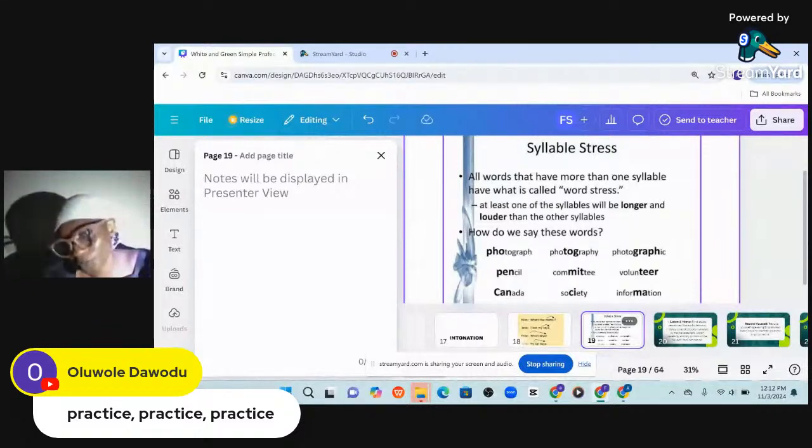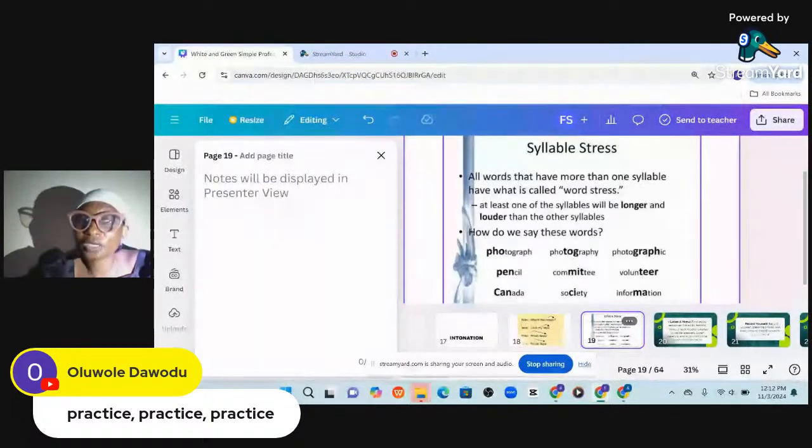Another example of word I have is pencil. Pencil, just like table, is a noun and it has two syllables. Remember that rule. If a word is a noun and it has two syllables, you should stress the first part. Pencil. Pen must be said louder, longer, and clearer. Committee. I'm stressing the last part. I'm one of the committee for the harvest celebration. Committee, not committee.